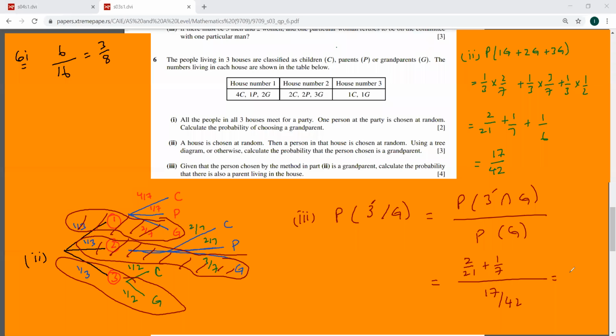So 21 would be the LCM here. 2 plus 3, that is 5 over 21, over 17 over 42. 21s are 21, 2s are 42. So is that 10 over 17? Yes. That is 10 over 17. Okay, so that is how you handle questions on conditional probability. That was a new thing for your A-level probability. Okay, so that is it for the day.